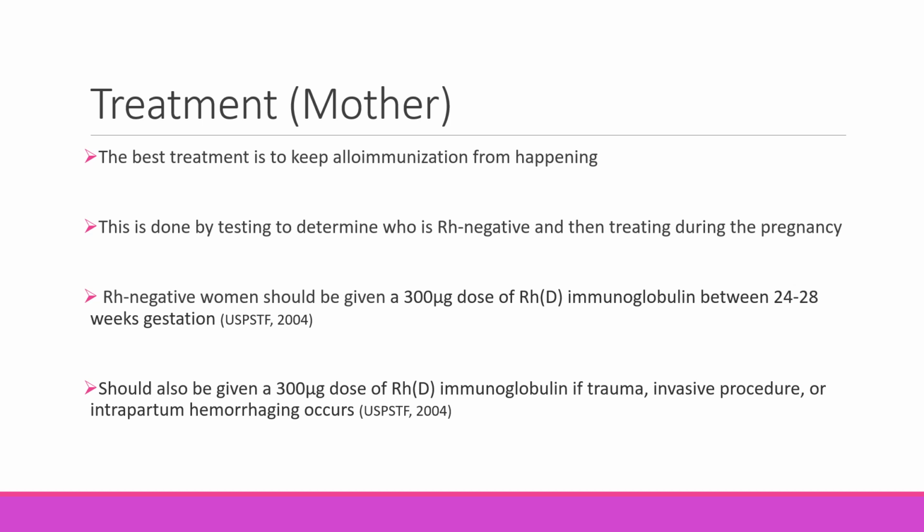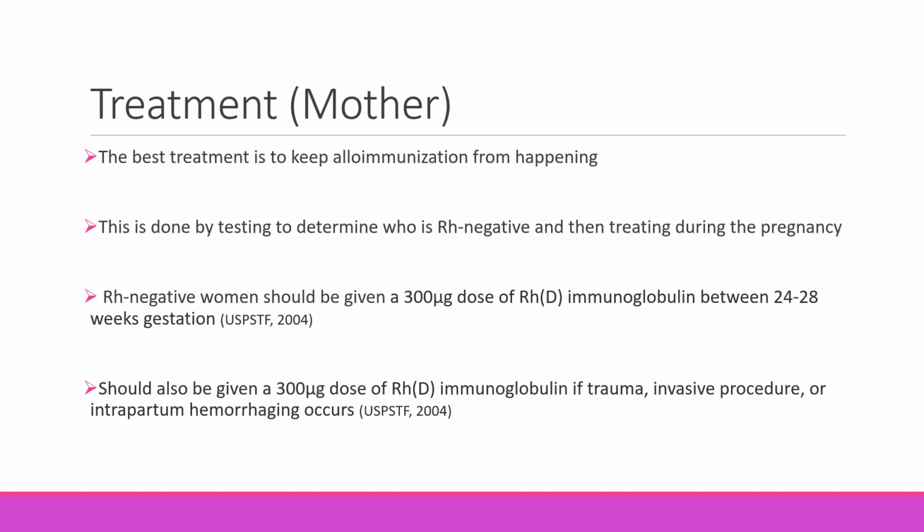Treatment for the mother. The best treatment is to keep alloimmunization from happening. This is done by testing to determine who is Rh negative and then treating during pregnancy. Rh negative women will be given a 300 dose of RhD immunoglobulin between 24 and 28 weeks gestation. They will also be given that same amount if trauma during the pregnancy occurs and an invasive procedure is done, or if intrapartum hemorrhaging occurs.